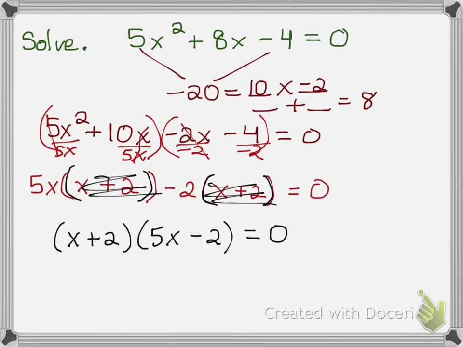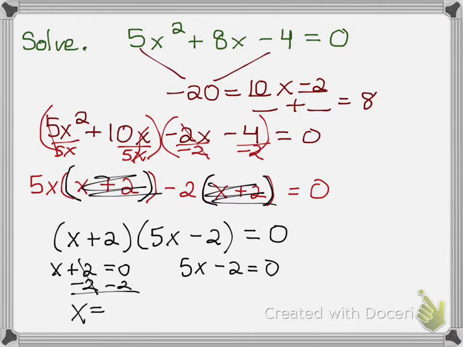Now, usually we will be done if we're just factoring, but since we have to solve, now we're going to set each factor equal to 0 and then solve for x. So for my x plus 2 equal to 0, I'm going to subtract 2 on both sides. So my first answer is negative 2.